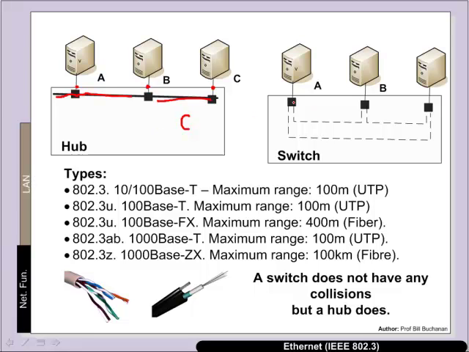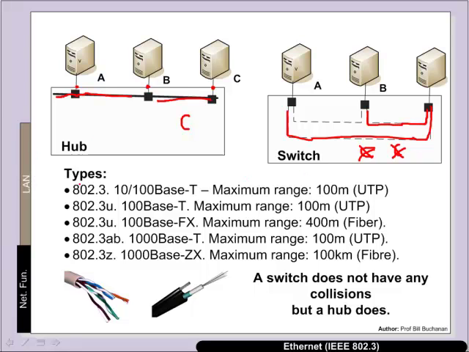A switch is a more modern device where there is no concept of the bus, and connections can be switched between one node and another at the same time. So A and B can communicate at the same time as C and D in this case. So there is no contention in this type of network, and there are no collisions.